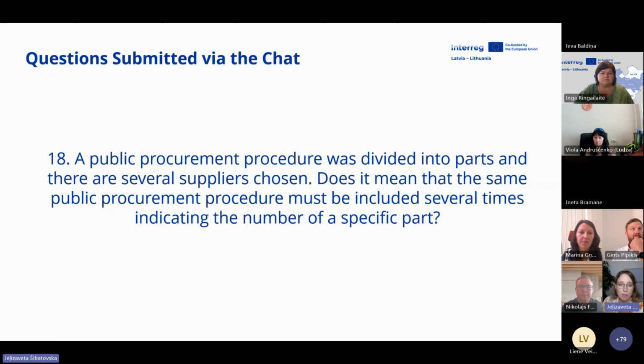A public procurement procedure was divided into parts, and several suppliers were chosen. Does it mean that the same public procurement procedure must be included several times, indicating the number of a specific part? I would propose to use the procurements section to enter one procurement, and it's possible in attachments to upload several documents. So you can upload the procurement documents and the several contracts that you will have.